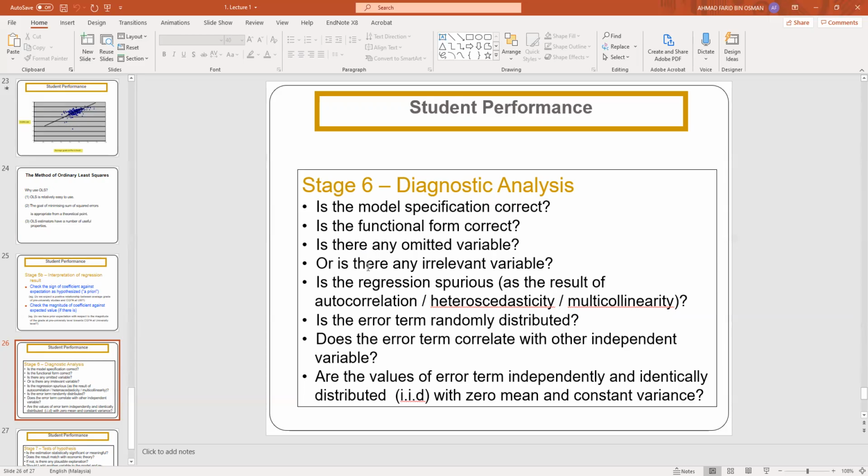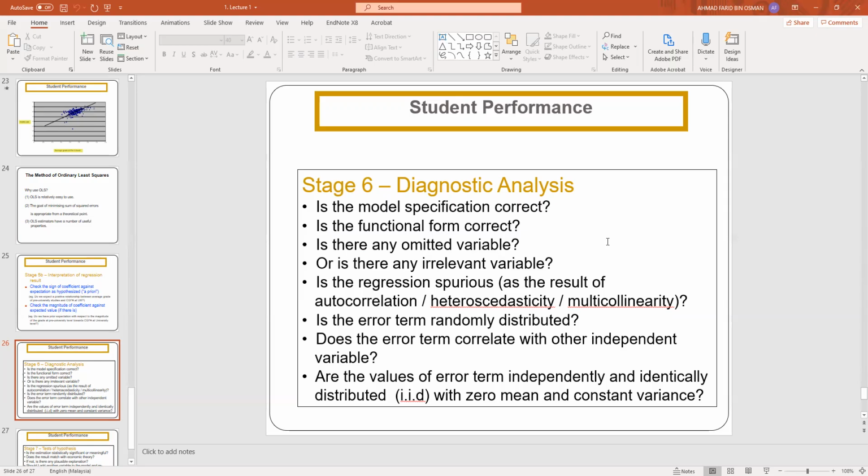Okay, so we also can use the test to identify this, or to get an idea whether we do have other important variables not included in the model, or is there any irrelevant variable we include in the model? So the variable x which is not important but we include in the model, we also can determine that one. So how, later on we discuss.